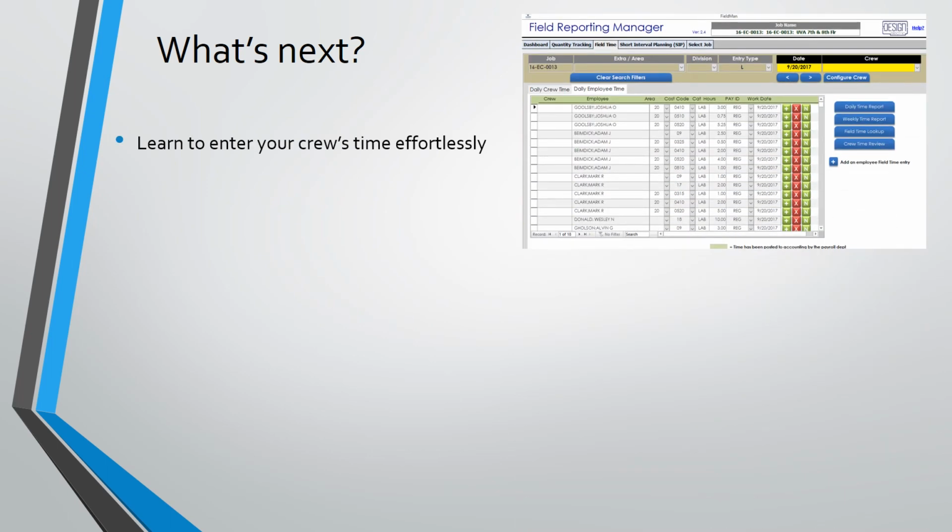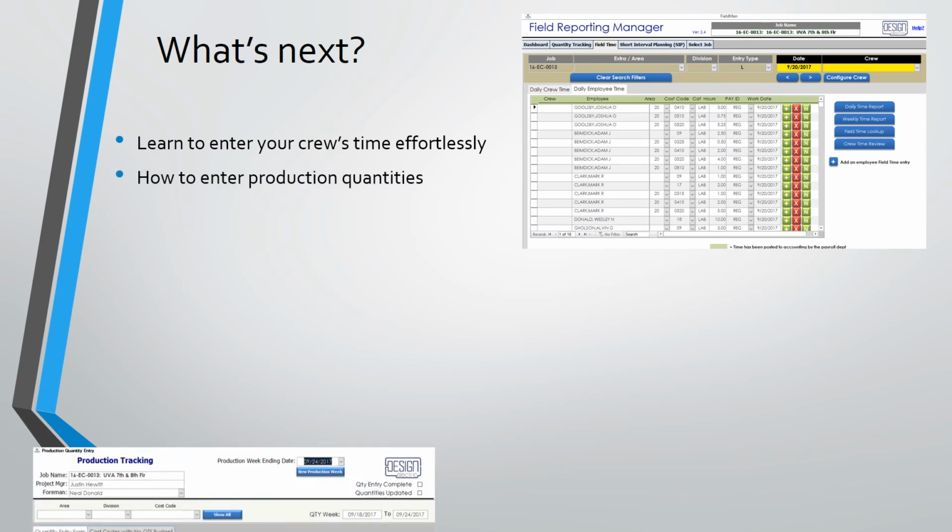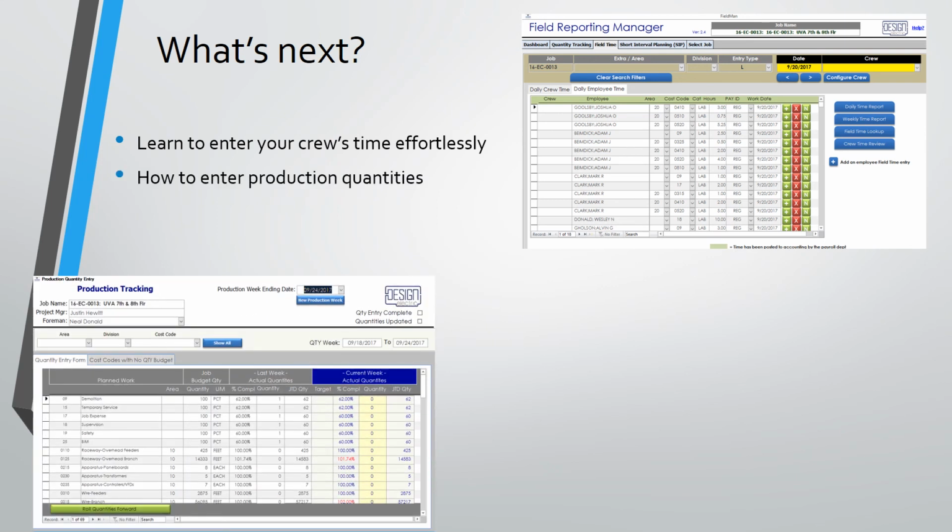This concludes the first part of the Fieldman training. What's next? In Section 2, you will learn how to enter your crew's time quickly and effortlessly. In Section 3, you will learn how to enter production quantities. And in Section 4, you will make a short interval plan.